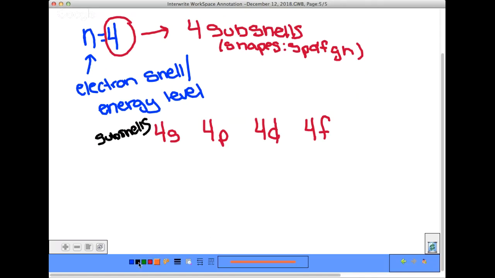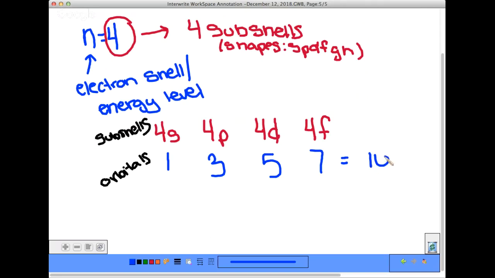Within each subshell, we have orbitals, and you can think of the orbitals as the orientations. The orbitals are how many make up each subshell. In an s, we only have 1 shape, and then each one increases by 2. So for the p's, we have 3; in the d's, we have 5; and in the f's, we have 7. That gives us a total of 1, 4, 9, 16 orbitals.